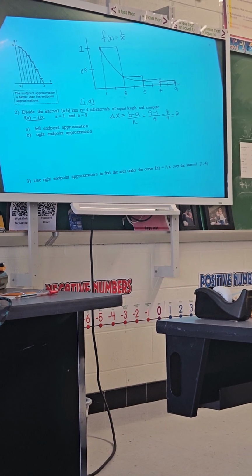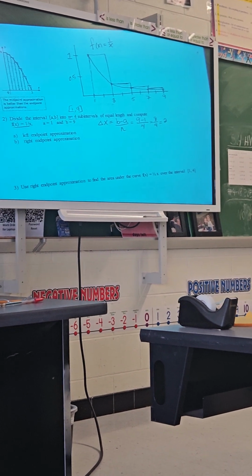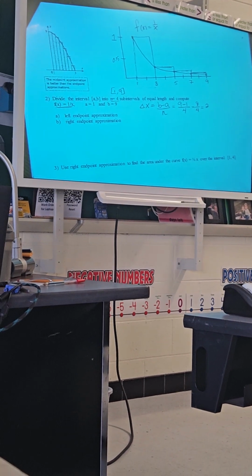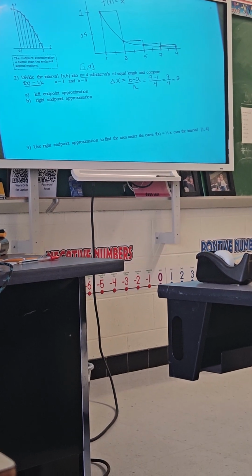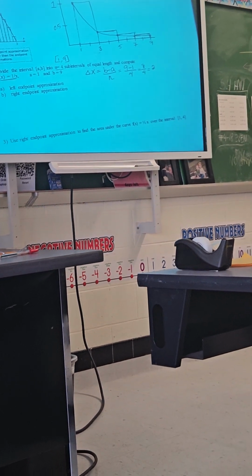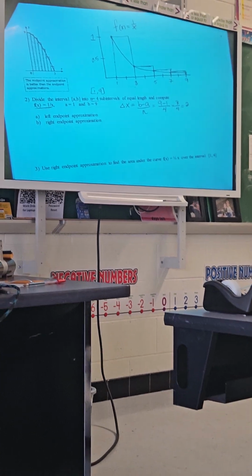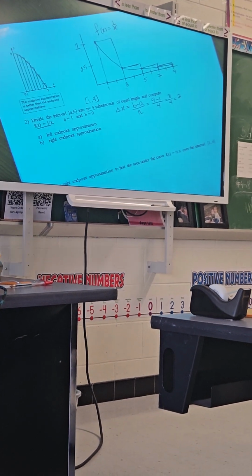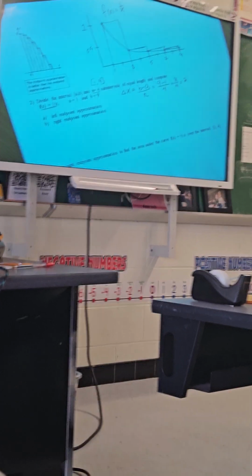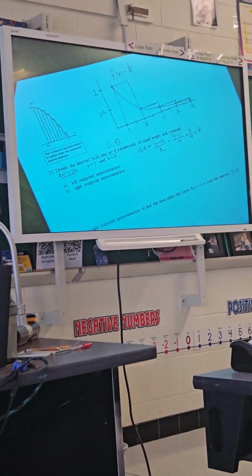So why do you even use the left and right corner rectangle concept of left corner all the time? Good question. Don't know. No idea. There probably are certain types of functions where the left endpoint might be better. That's my first guess, honestly.